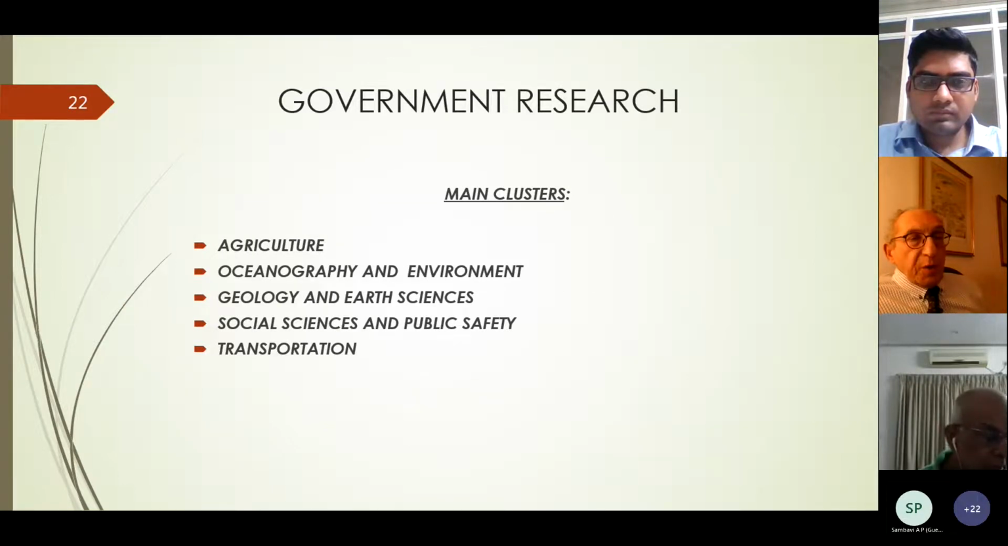So we were talking about basic research, industrial research, and there is another element of government research. Government research is very small in Israel in comparison to, I think, other countries, even in Europe. It is done by government companies in the areas of agriculture, oceanography and environment, geology and earth sciences, social sciences and public safety, and some of them are in transportation.